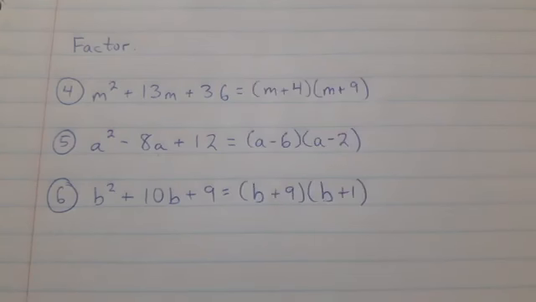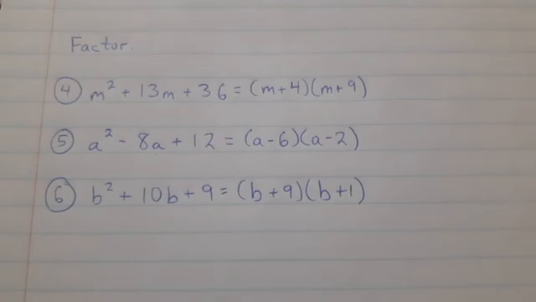Here are the three answers. And remember, the order doesn't really matter. If you'd written this as b plus 1 times b plus 9, that would have been the exact same thing. So don't think you're incorrect if you just wrote them in the opposite order that I did. Did you get all three correct? Hopefully you did, but if not, don't get discouraged. Making mistakes is just a part of learning. Keep at it, and I know you can get there.